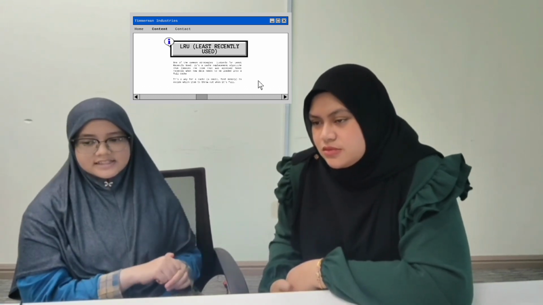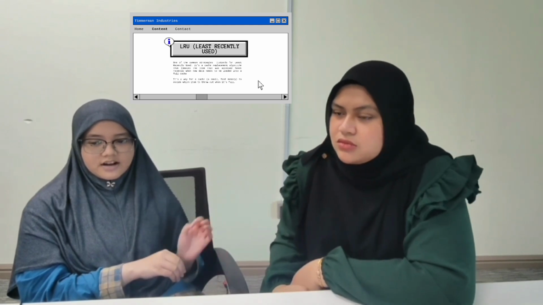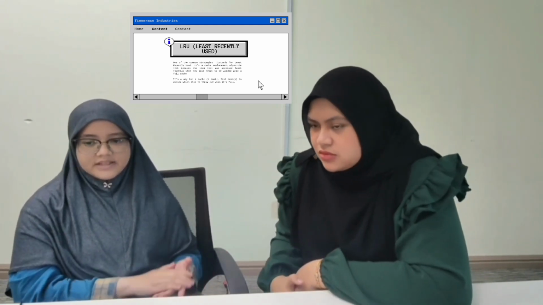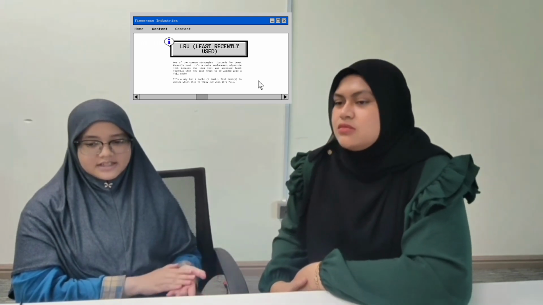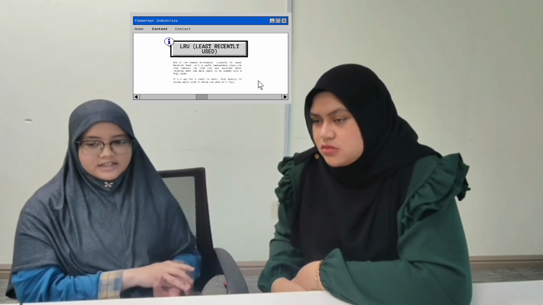One of the common strategies is least recently used, which is also called LRU. It's a cache replacement algorithm that removes the item that was accessed least recently when new data needs to be loaded into a full cache. It's a way for a cache, a small fast memory, to decide which item to throw out when it's full.